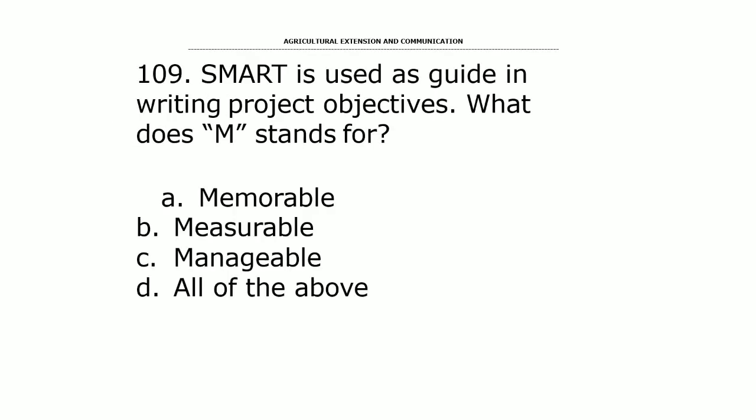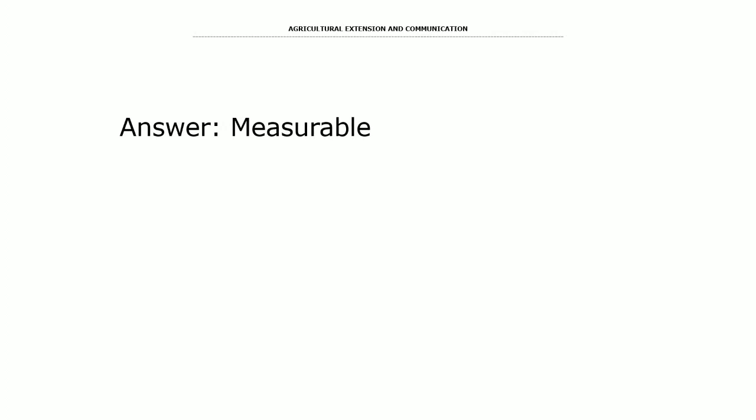Number 109. SMART is used as a guide in writing project objectives. What does M stand for? A. Memorable. B. Measurable. C. Manageable. Or D. All of the above. The answer is measurable.